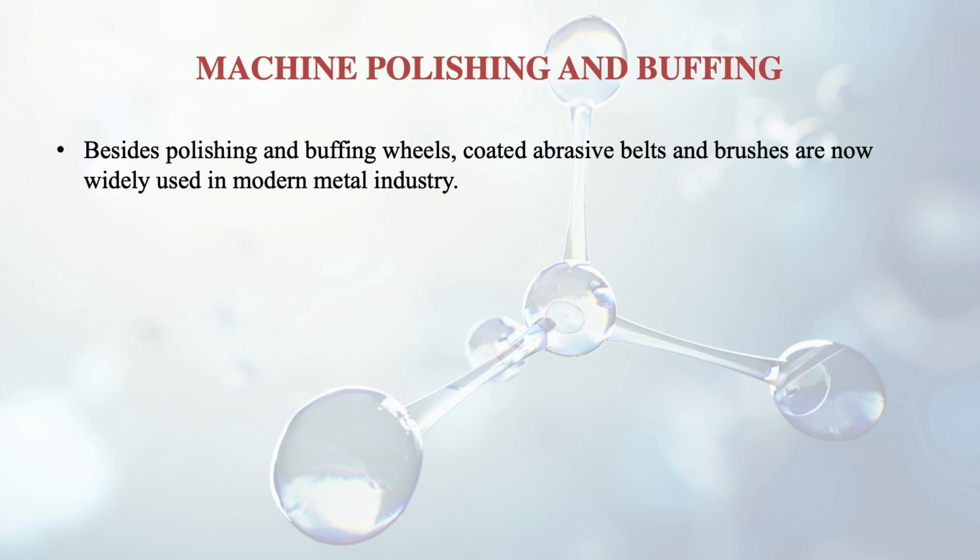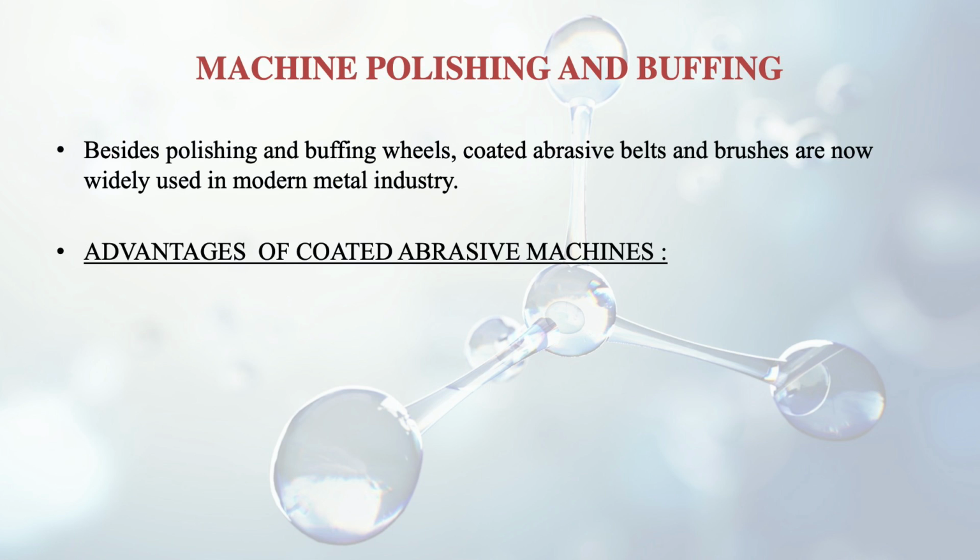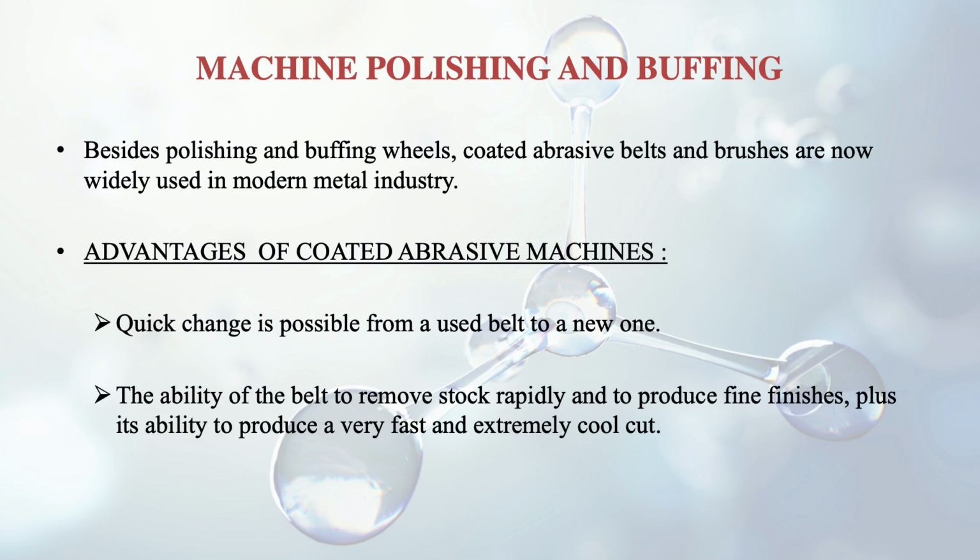Besides polishing and buffing wheels, coated abrasive belts and brushes are also very much in use nowadays. Why? Because they have certain advantages. We can change the belt very quickly to a new one if the previous belt has degraded. Then there is the ability of the belt to remove stock rapidly to produce a fine finish, plus the ability to produce a very fast and extremely cool cut. So these are the advantages of coated abrasive machines.